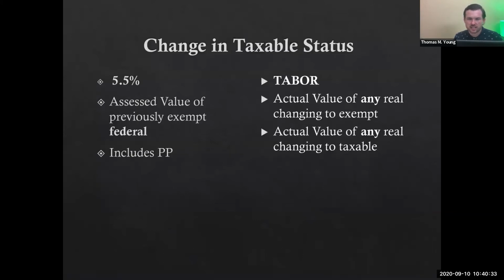A change in taxable status is another thing that might be captured. So for the 5.5% limit, it's the assessed value of previously exempt federal properties. And it includes the personal property. And then under TABOR, it's the actual value of any real property changing to exempt status, or the value of any real property changing to taxable status. So when properties get bought and sold by government entities or by anything else where it'd be exempt or go taxable, that change in taxable status is a value that's going to be captured and flagged.